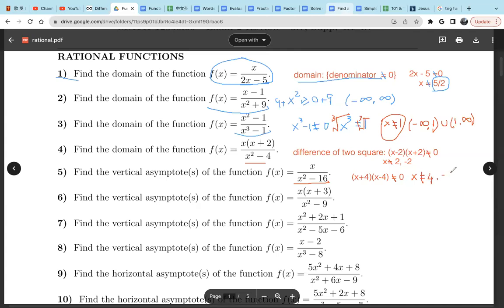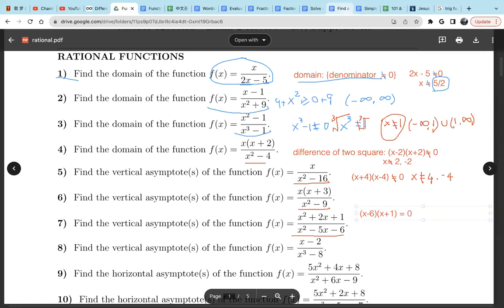We can write x not equal to 4 and -4, or we can write in interval notation: x can go from -infinity up to -4, then union -4 to 4, then union 4 to infinity. Similarly, this is x cannot be 3 and -3. Now let's look at this one. This one can be factored as x minus 6 and x plus 1.